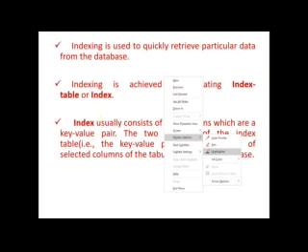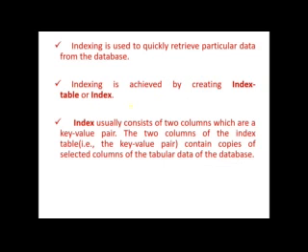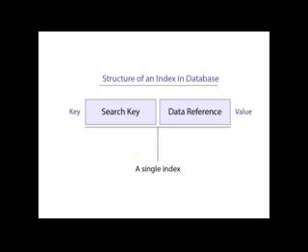So indexing can be achieved by creating an index table. Moreover, it consists of two columns, which are key and value, remember. The two columns of the index table contain copies of selected columns of the table data of the database. Let's go to the structure of the index. It consists of a key and a data reference value. This is an example of a key for an index in the database.